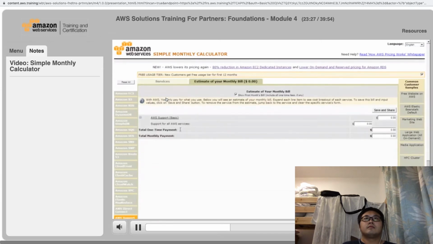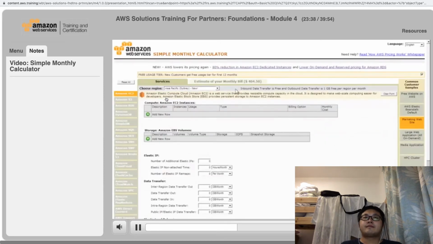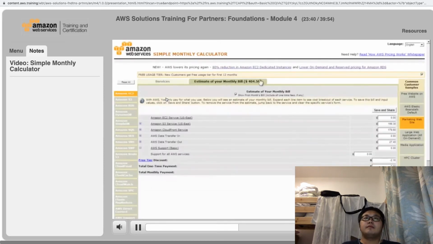The estimate shows the total one-time costs and recurring monthly costs. On the right of the tab are several customer samples that you can load to get started with a specific use case. You can pick the language preference on the top right if English is not your preferred language.